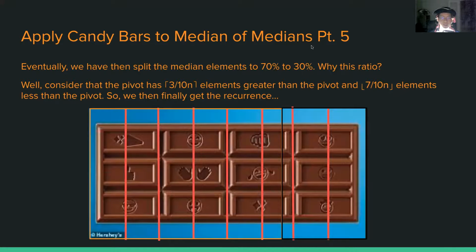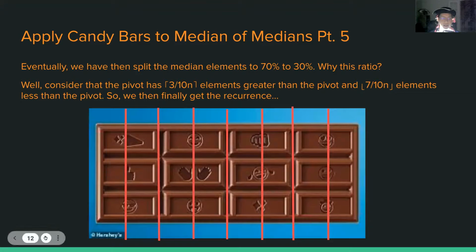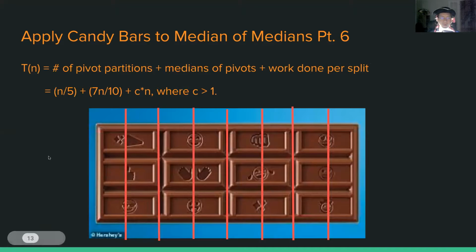So we finally get the recurrence of, drum roll, T of n equals the number of pivot partitions plus medians of pivots plus work done per split: T of n over 5 plus T of 7 over 10 n plus c times n, where c is greater than 1.